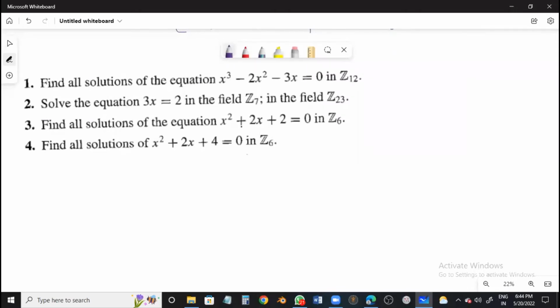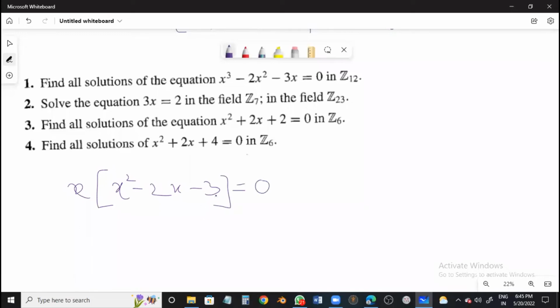Okay, I would like to go with the first question. We are in Z12, never forget. I will take x common out of this as I do usually. I say x square minus 2x minus 3. Can I do so? And right side is 0.